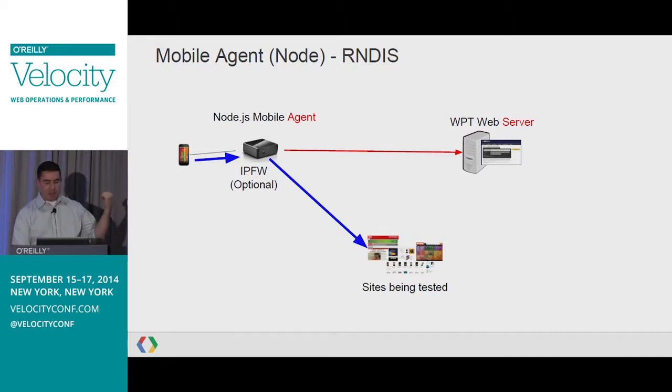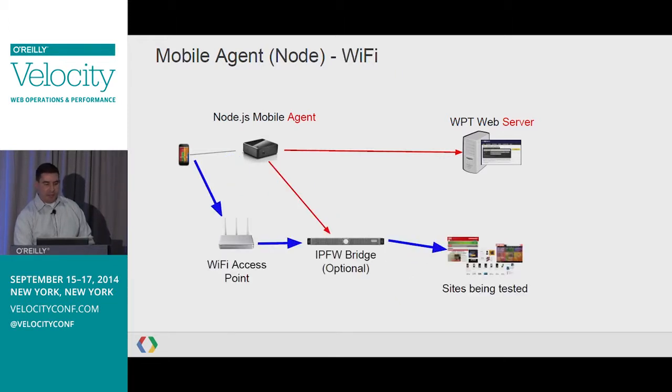You can also run IPFW dummynet on the tethered host if you want to do traffic shaping for the reverse tethered USB connections. This is actually the architecture we use on the public instance right now, mostly because it was easier to deploy than doing the reverse tethering on the phones. The phones are set up to do Wi-Fi through an access point. The access point then goes through a bridge that does the traffic shaping and then out to the sites that are being tested. The Node.js agent technically knows how to talk to a bridge doing the traffic shaping and configure it.